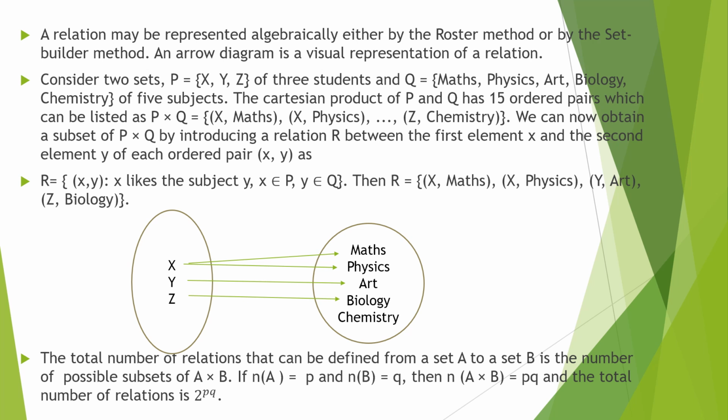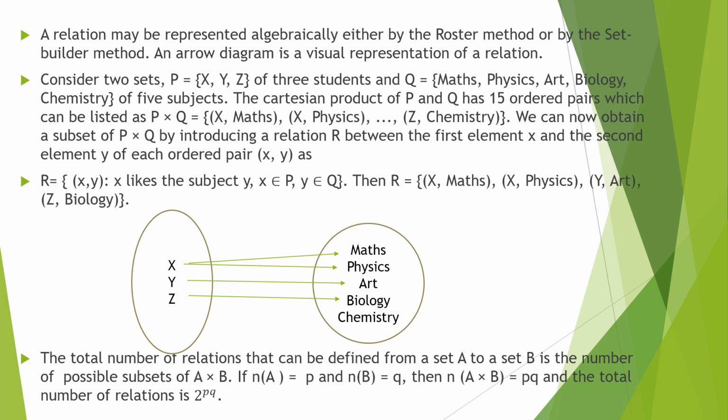The Cartesian product of P and Q will have how many ordered pairs? It is 3 into 5. That means it will have 15 ordered pairs. So you can list the Cartesian product P cross Q in the form of ordered pairs. We now obtain a subset of P cross Q by introducing a relation. We want to have a specific relationship between the first element and the second element.